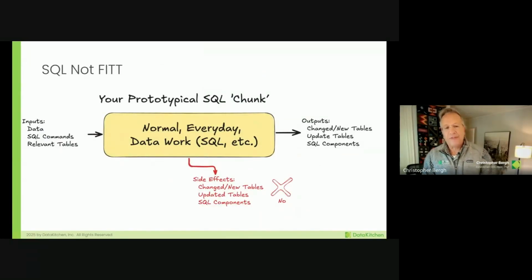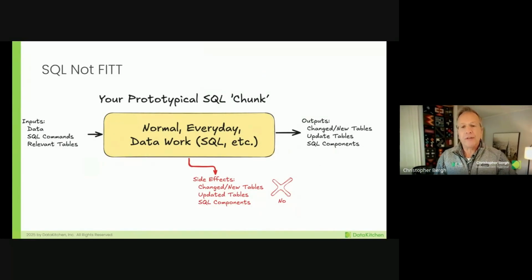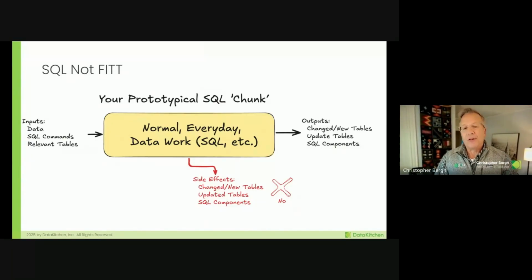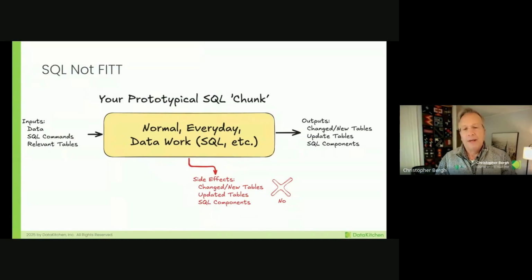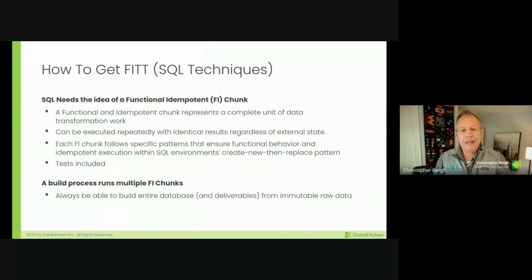The challenge here is that SQL itself, and most of us do our work in SQL, not in Python. But if you think of a chunk of normal everyday SQL, I'm doing an update statement or an alter table. It has side effects, right? I change the table, I update the table. Maybe I install a new SQL component in the database. If my inputs are data, a SQL command, relevant tables, my outputs are changed tables, updated tables, and SQL components. And this is the way databases work. There's nothing wrong with that, right? But how do you get FITT techniques when SQL is so not functional and so not idempotent?